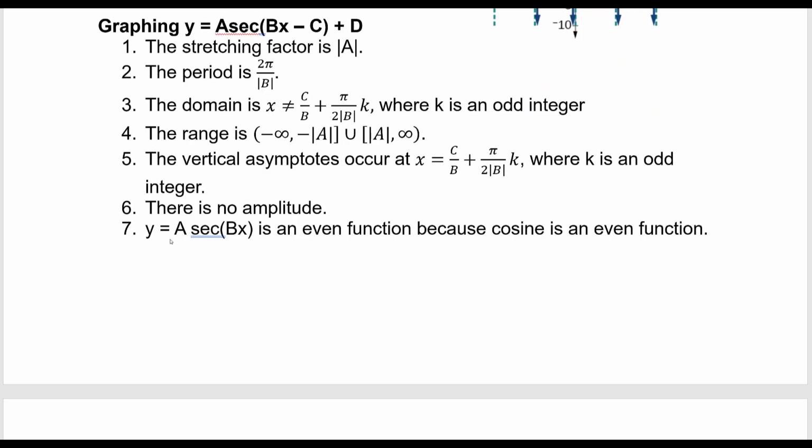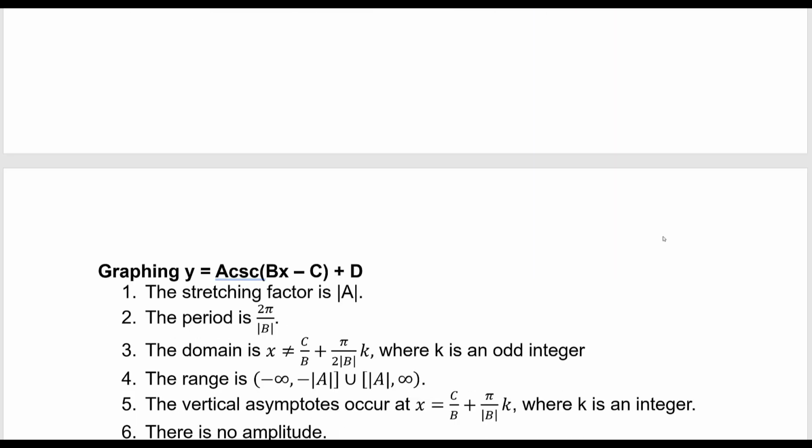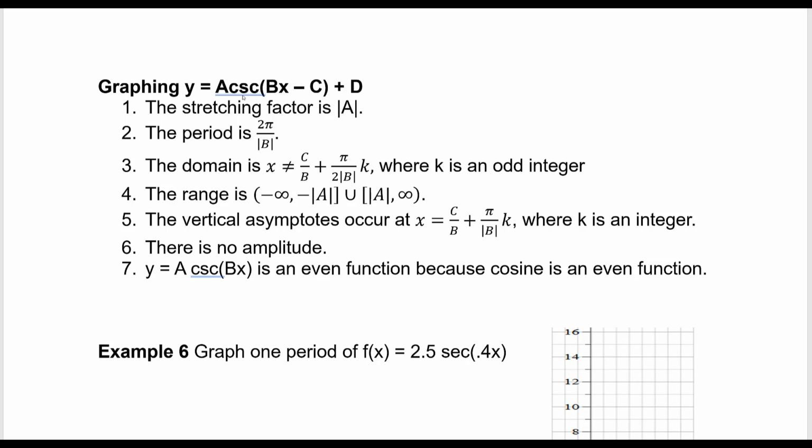There's no amplitude. Y equals a secant bx is an even function because cosine is an even function. Then we look at the details for the cosecant. It looks very similar: the amplitude, the period. Here the domain, though, is going to be c over b plus pi over 2b times k, where k is an odd integer. Same thing for the range, and our vertical asymptotes are going to be at c over b plus pi over the absolute value of b, times k.